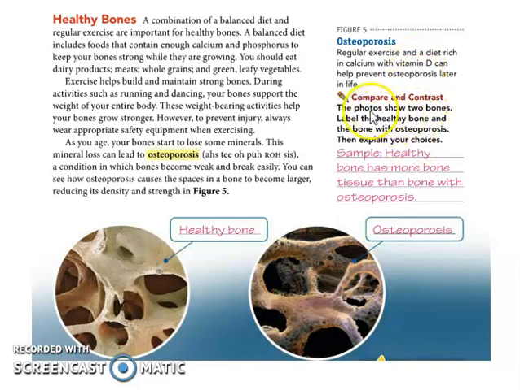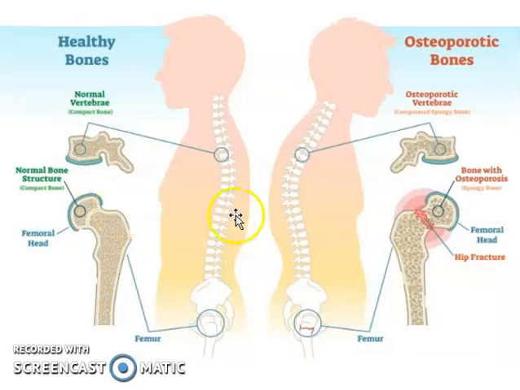So compare and contrast. The photo shows two bones here. Label the healthy bone and then the bone with osteoporosis. Then explain the choice. Healthy bone has more bone tissue than the bone with osteoporosis. Look at this one and then this one. This bone is more compact compared to the bone with osteoporosis. What are the side effects of osteoporosis? It weakens your bone. It makes your bone fragile. It is prone to fracture, or the breakage of the bone.